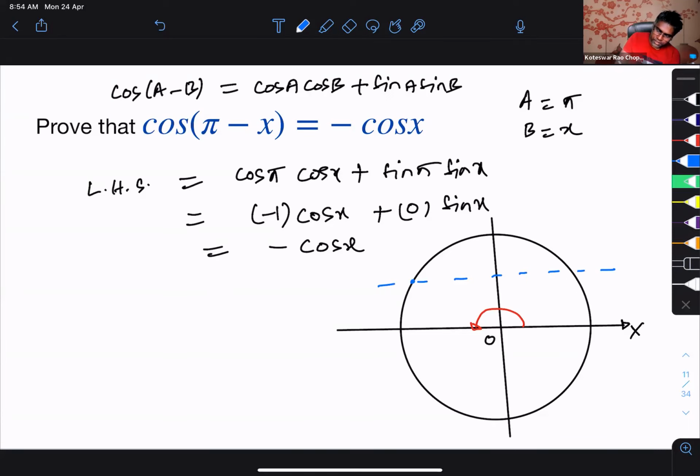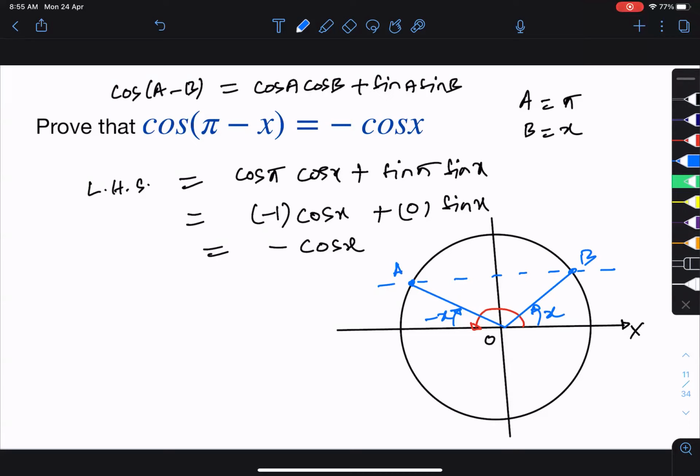If I move in the clockwise direction minus x, I'm going to come to this point. Let's call that A. Now if I just go x in the counterclockwise direction, I'll come to this point. Let's call that B. We're okay with these things. Now draw perpendiculars from A and B. Let's call those M and N.